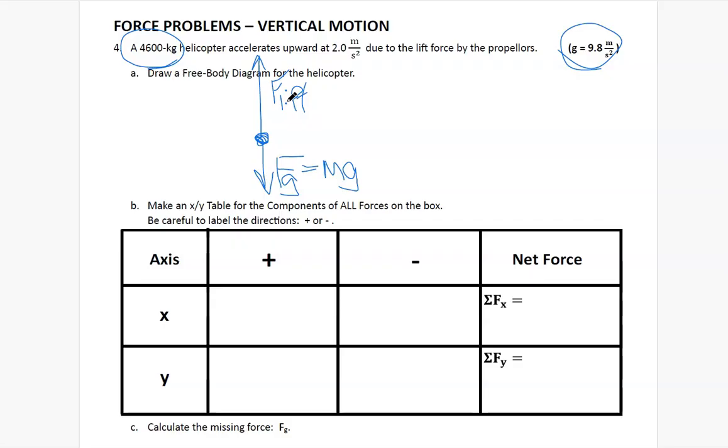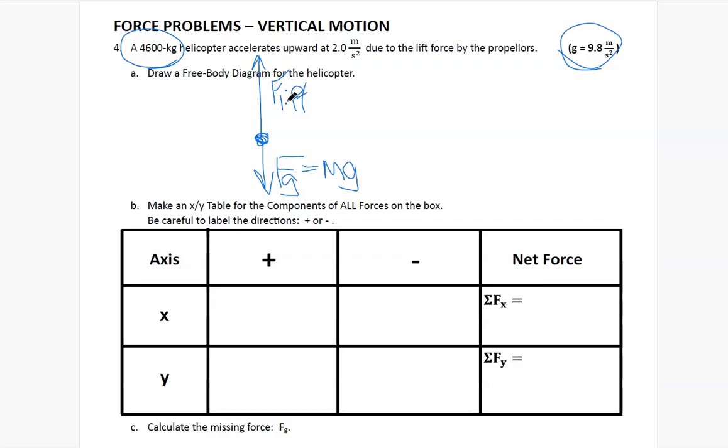Well, you might say, oh, wait, we've always had a normal force, but the helicopter is not sitting on something. It's not on the ground. It's not on a table. It's not on the floor. There's nothing pushing up against it except the lift force is lifting it up. There might be a little bit of air resistance, but it's so minor in this case, we don't even mention it. Are there any horizontal forces? No, there's nothing mentioned. The helicopter is not moving to the right or to the left or diagonally, so there is no horizontal force on this. So it simplifies this problem quite a bit.